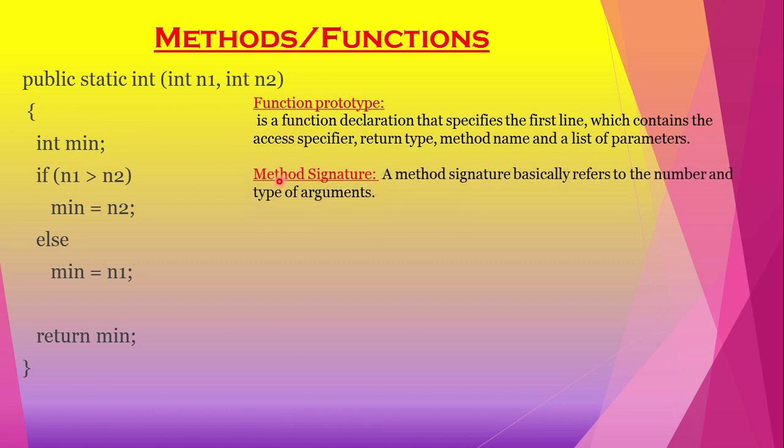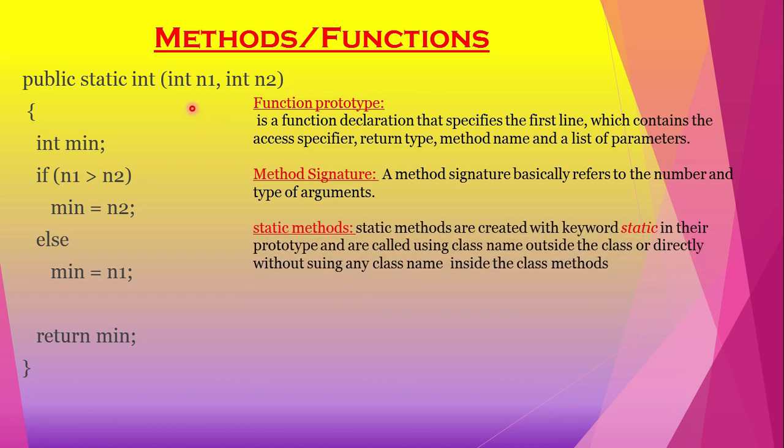Now method signature, this is also another term. All the definitions I have mentioned there in the PPT itself, so please learn these terms. These terms are the key, important terms. There is nothing there in the book for more reference. Method signature. Signature means the number and type of arguments. How many arguments are here? 2 arguments. What is their type? Integer. So that's a signature.